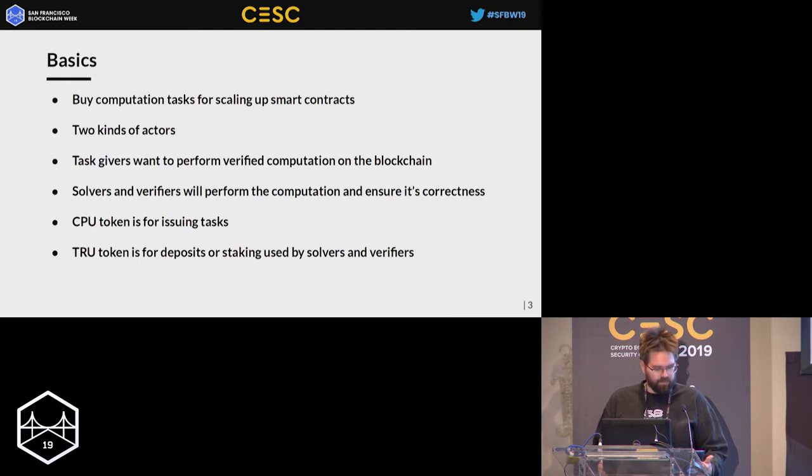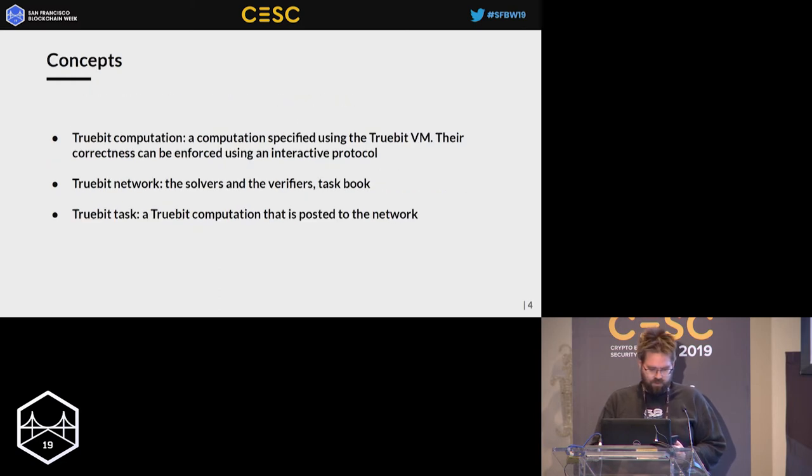Correspondingly, there are two possible tokens. First, the CPU token is for issuing tasks. This one is the stable token. And the TRU token is for deposits or staking, and it's used by the solvers and verifiers. And there was supposed to be a picture, but it looks like it wasn't updated after all, so.